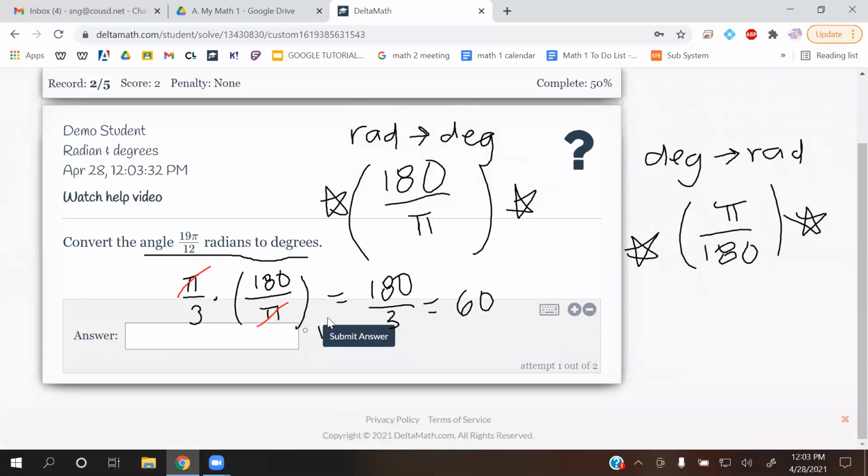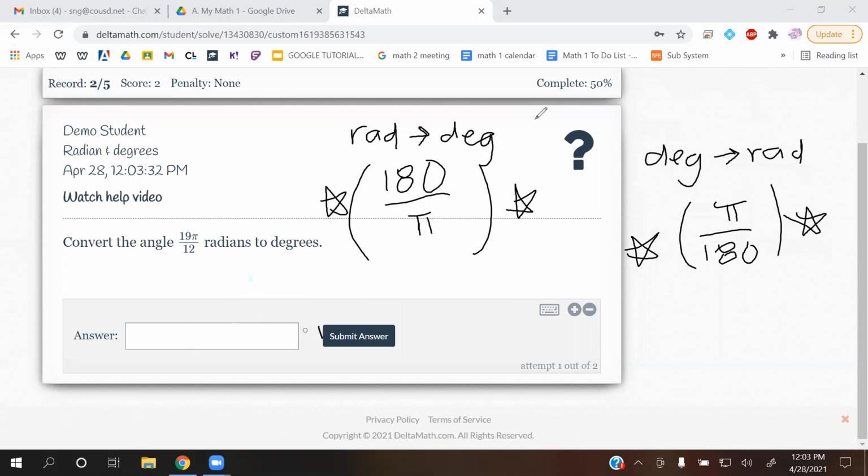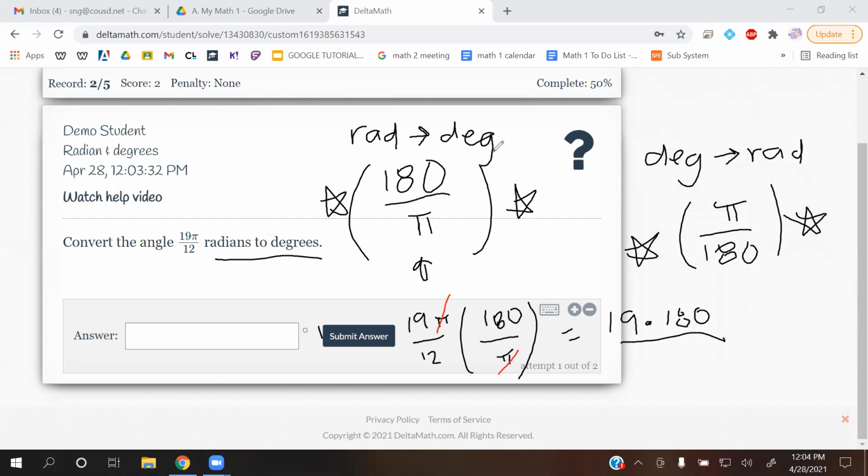Let's do some more examples. I'm going to leave both of our special fractions over there. Let's see. This time we are converting from radians to degrees. So I'm going to use this one. I'm going to multiply 19 pi over 12, just take the thing they gave us, and multiply it by 180 over pi. The pi's cancel out. And then we get 19 times 180 over 12.